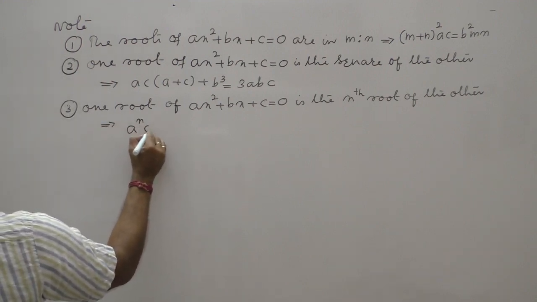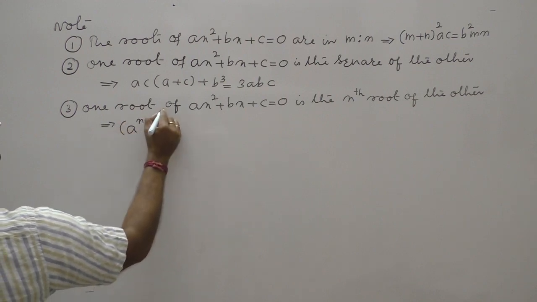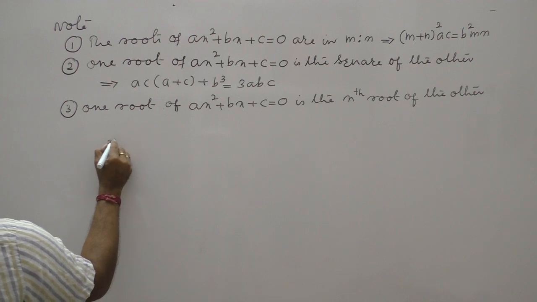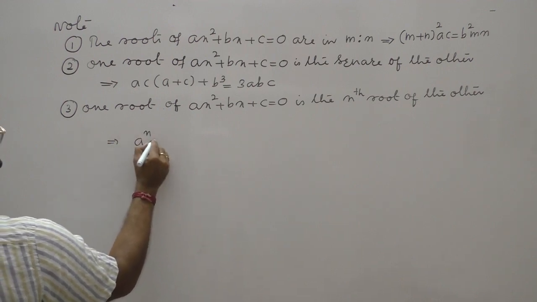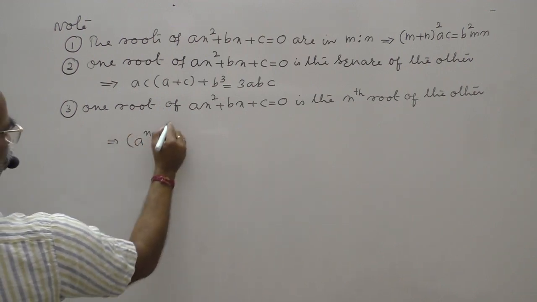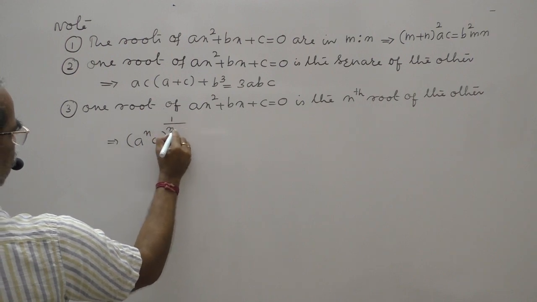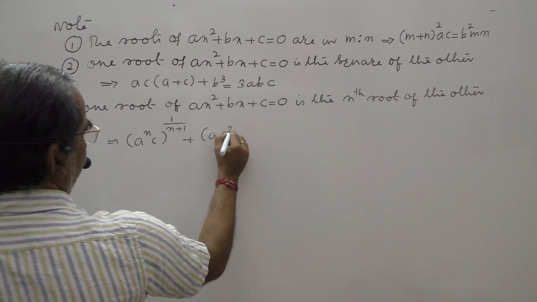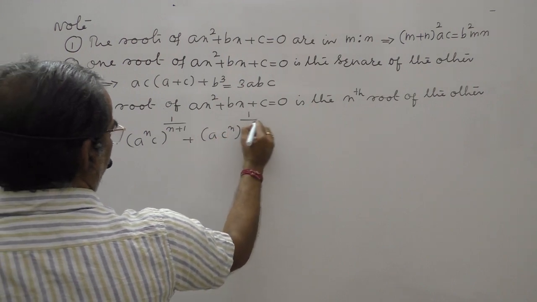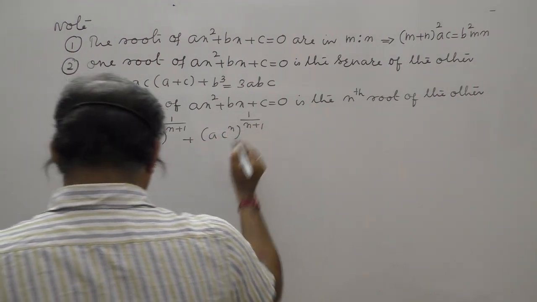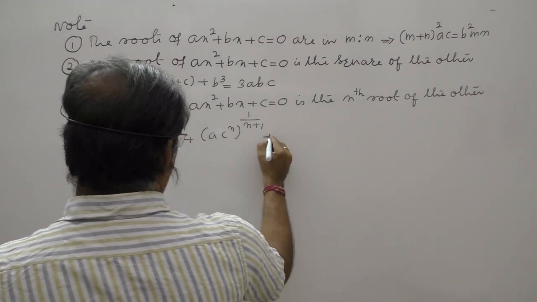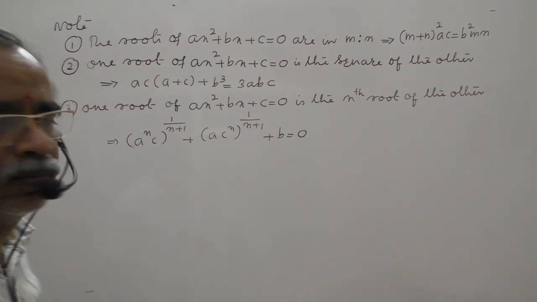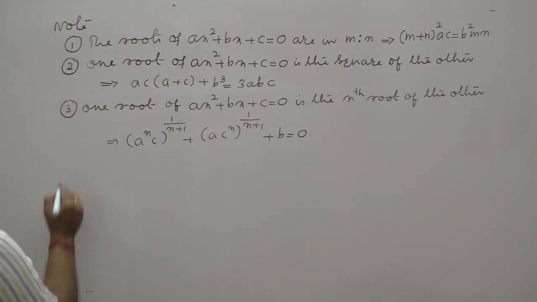A power n into c whole power 1 by n plus 1 plus a into c power n whole power 1 by n plus 1 plus b is equal to 0. This is the condition.